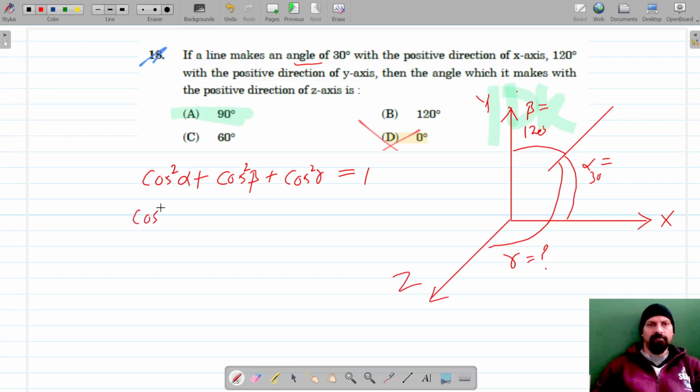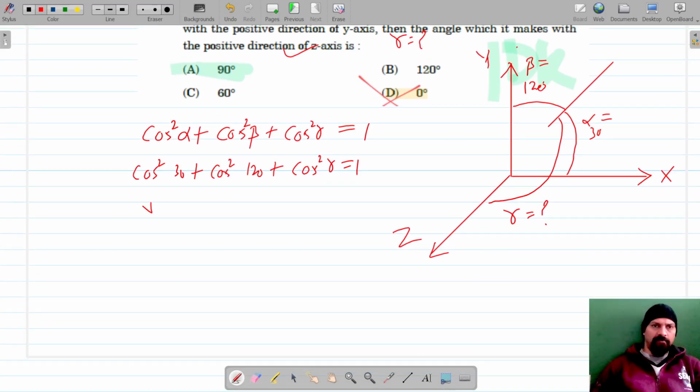So let's put in the respective values. So cos square alpha is 30 degree, beta is 120 degree, plus cos square gamma is equal to 1. And we have to find gamma here. Okay, now cos 30 is root 3 by 2. So this is root 3 by 2 the whole square.